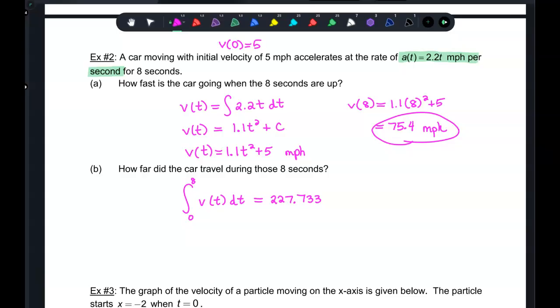Sorry. We have an issue with this answer. This was measured in miles per hour. The limits of integration are seconds. So this answer we have to divide by how many seconds are in an hour? 36. Close.